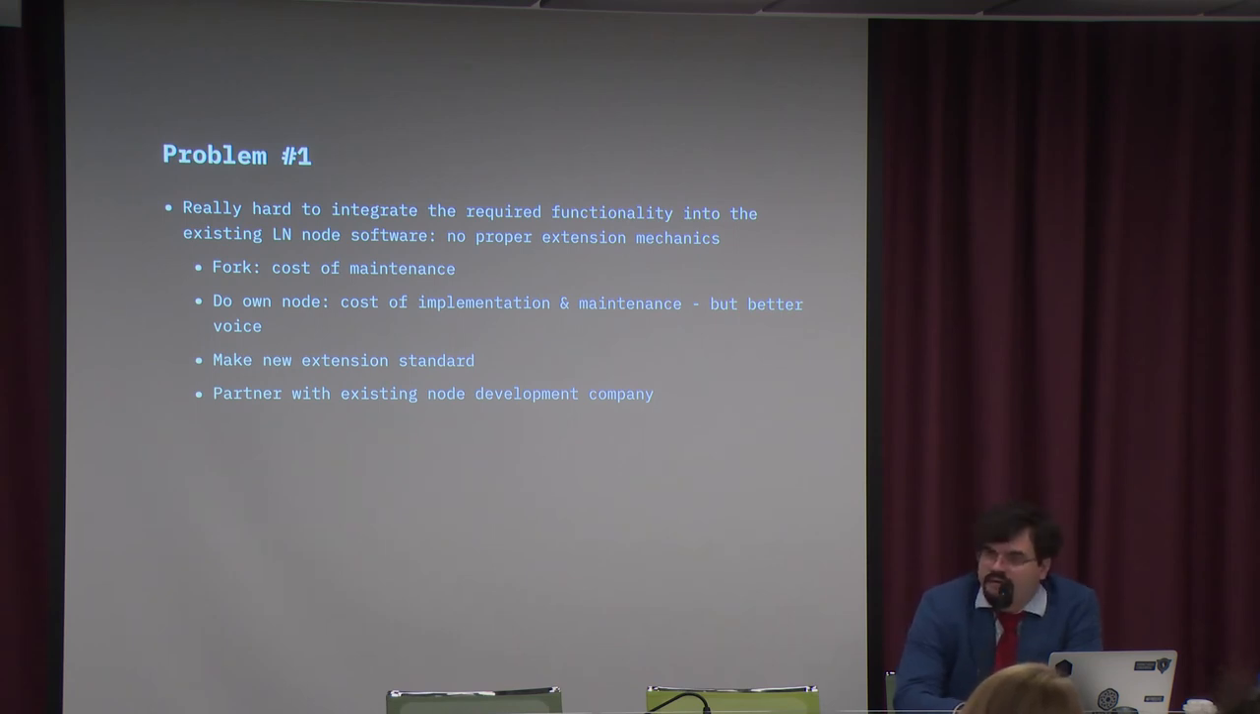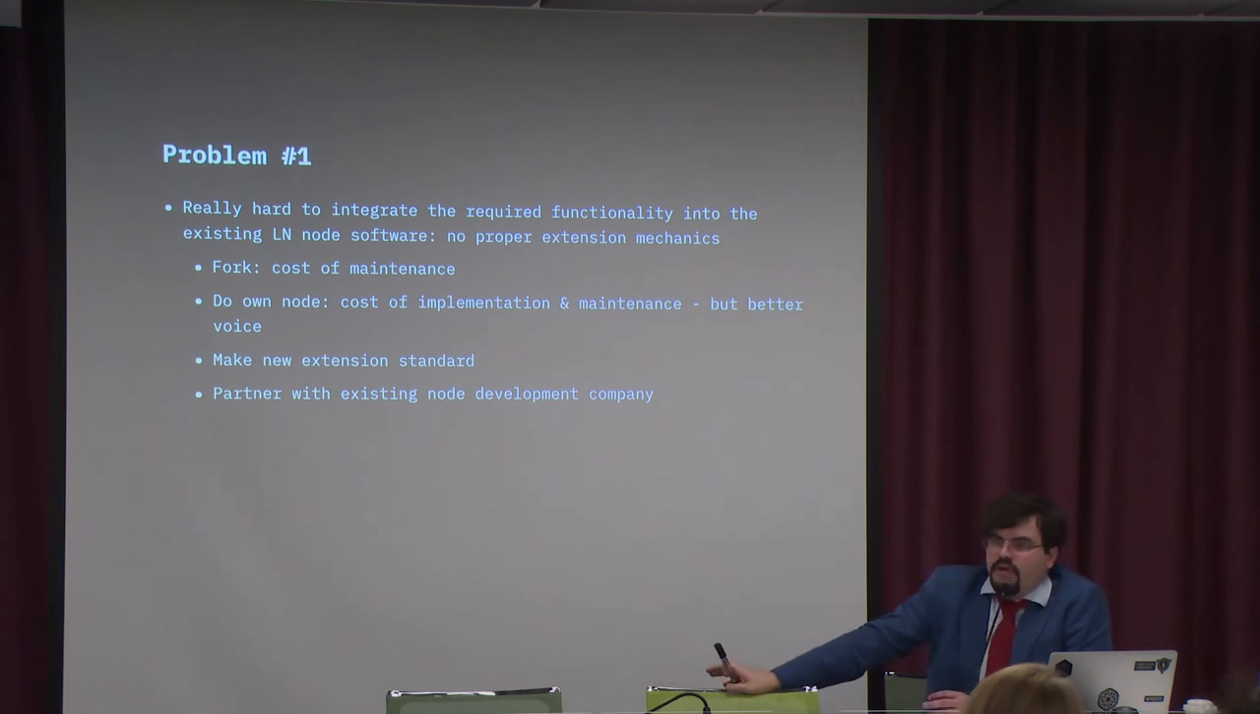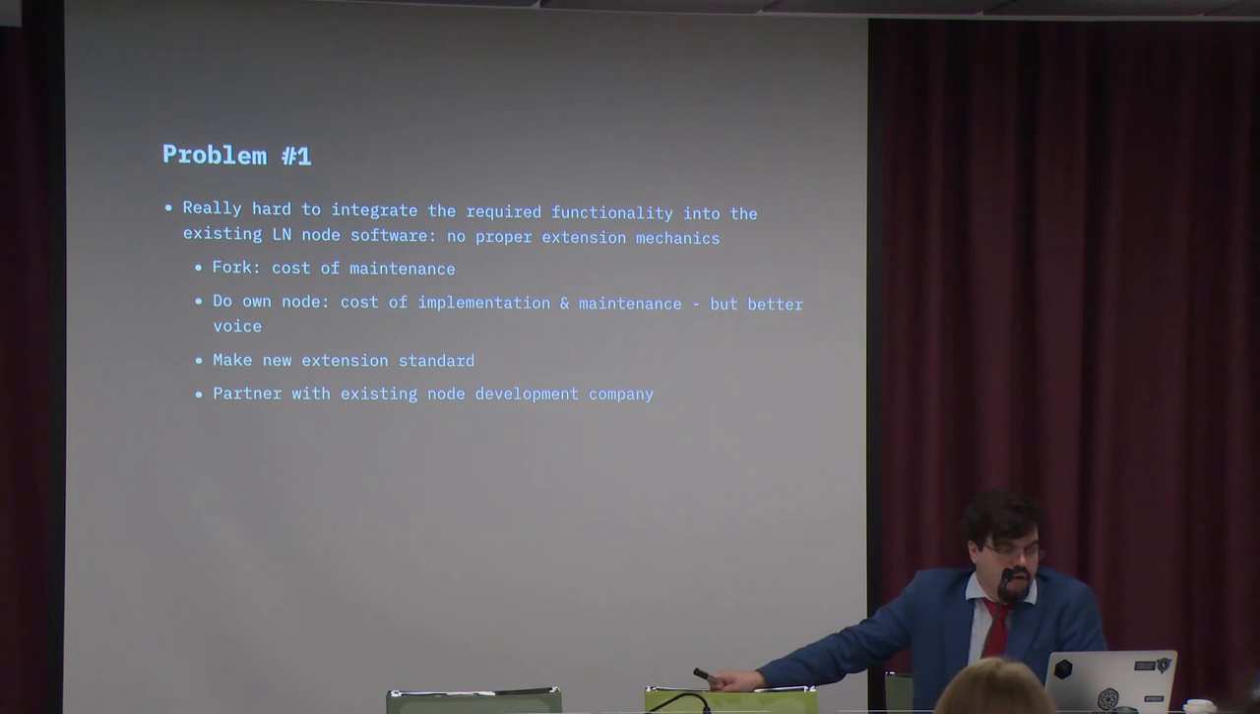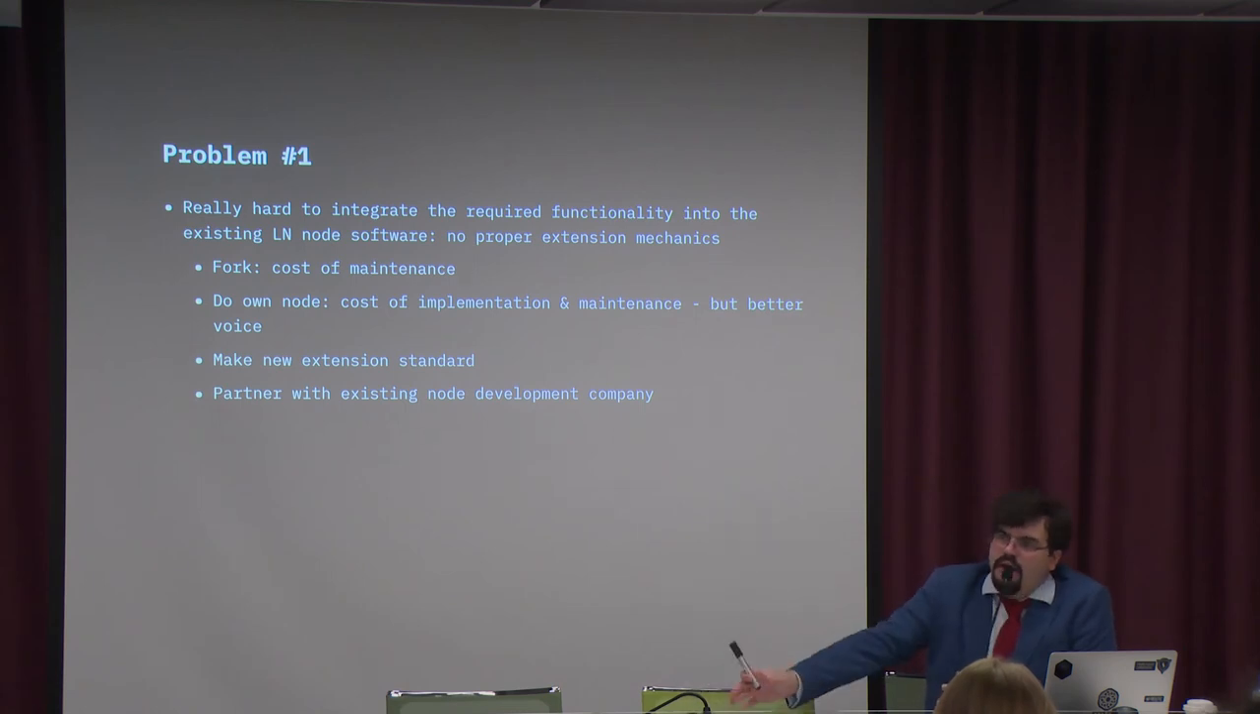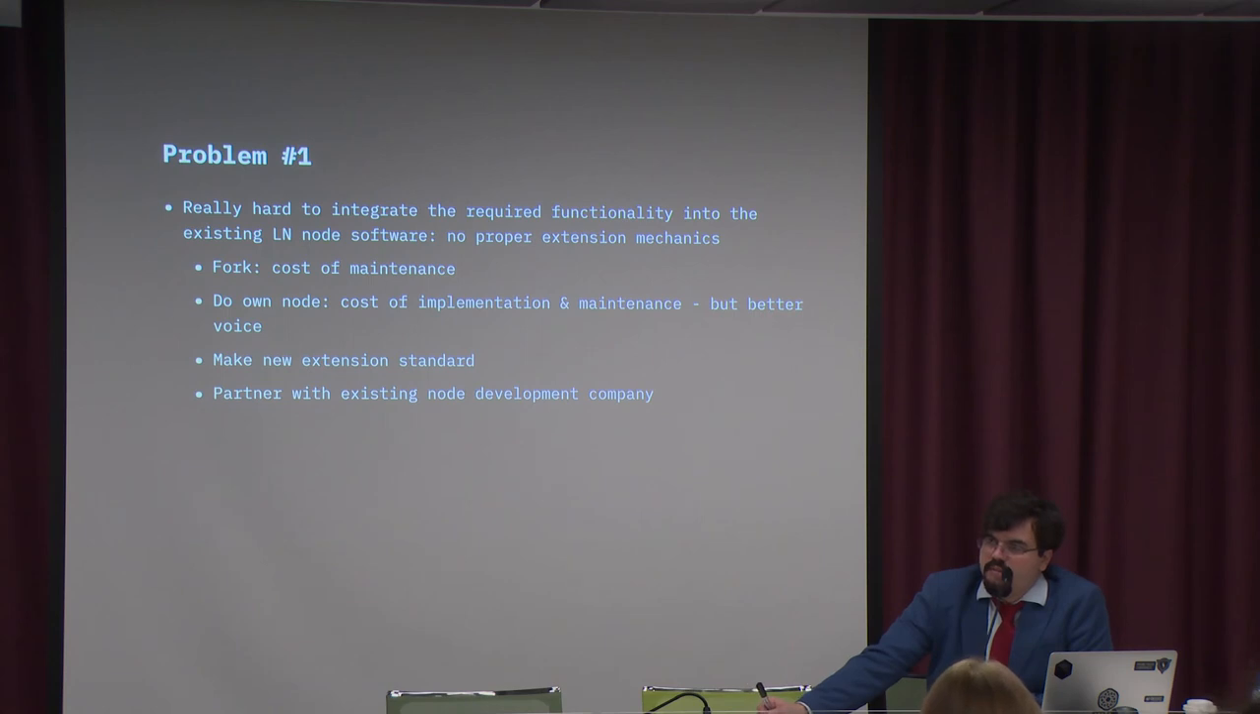We can make an extension standard, because this functionality will be required not only by RGB, but I assume other layer 3 solutions. So we will propose that we need to be able to tweak the protocol at these levels. Here is an extension API standard, and let's have all nodes implement it. While it's the best way, it requires very high communication, and it is the longest process, because you have to synchronize all the developers and all node implementations to do the same standard, which is hard to do. Or we can partner with an existing node development company, one of these teams, and make our way into the Lightning node architecture through them.